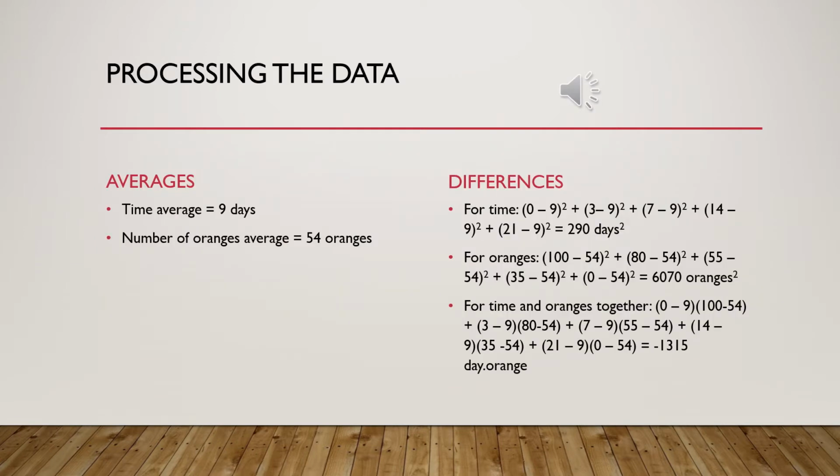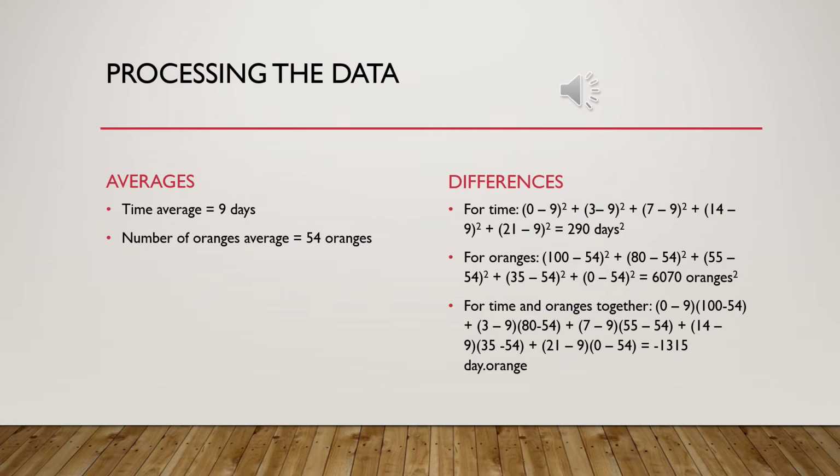In order for us to process the data, the first thing to do is to calculate the averages, which is the sum of all the numbers divided by the total number of observations. So for time, we had an average of 9 days, and for the number of oranges, an average of 54 oranges. And then we calculated differences. For time, every observation minus the mean of the time, squared, and then we sum all these together to end up with 290 days squared.